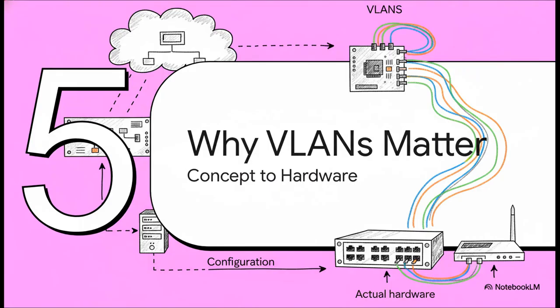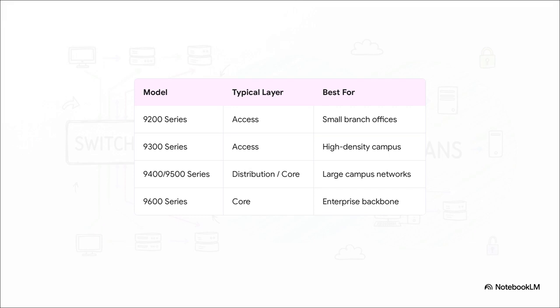All right, so we've gone from the big picture concept all the way down into the nitty-gritty configuration details. Now let's tie it all together and see how this applies to the actual physical hardware that makes our networks tick. So here we're looking at a lineup of Cisco's Catalyst 9000 series switches. You see these things everywhere in the enterprise world. And notice how they're built for different jobs.